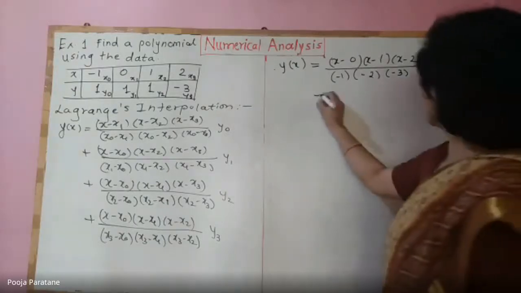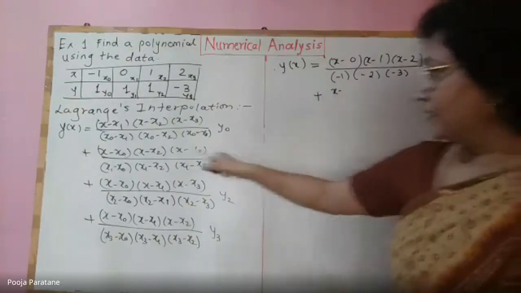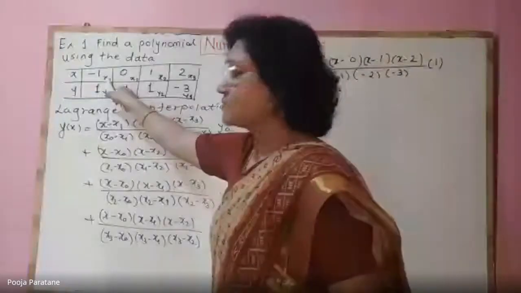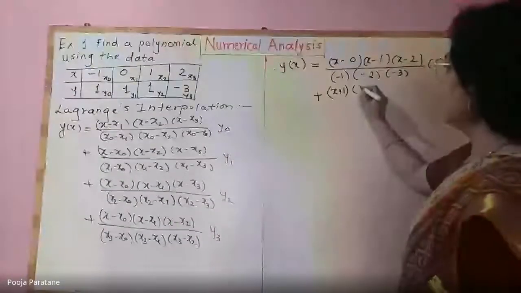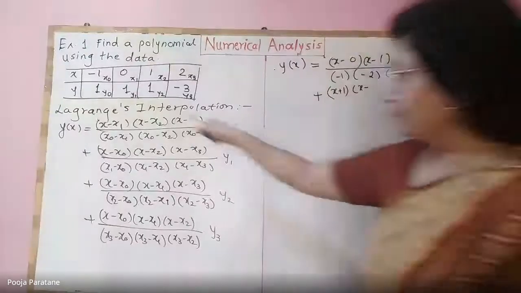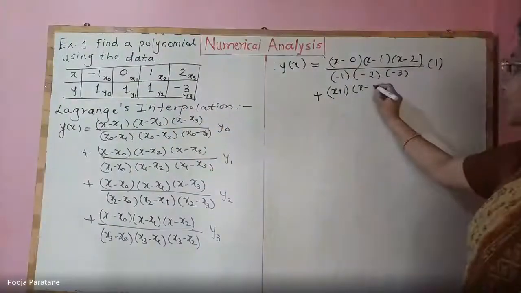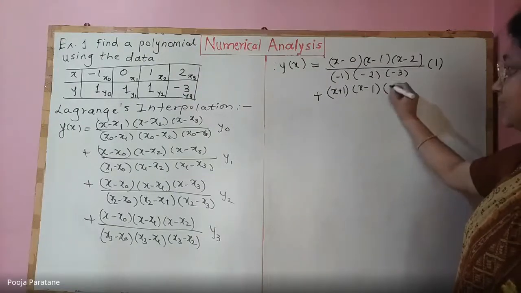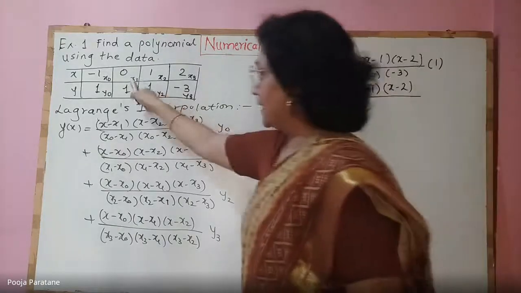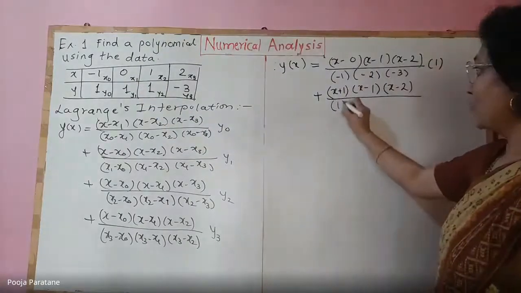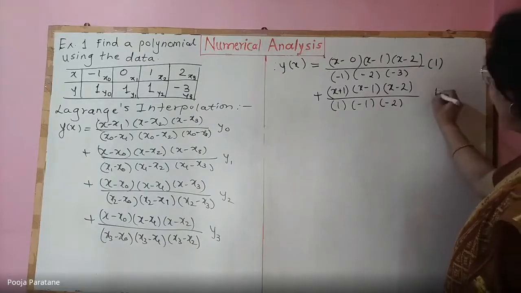So directly substitute the values. Plus x minus x0, but x0 is minus 1, so you will get x plus 1. Then, as we are writing it for the x1 term, x1 will not be there, so x minus 1 and x minus 2. Now what is the value of x1? x1 is 0. So here 1, minus 1, minus 2, and the corresponding value of y1 is 1.